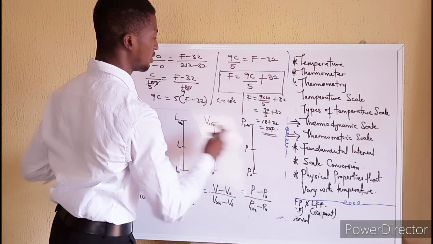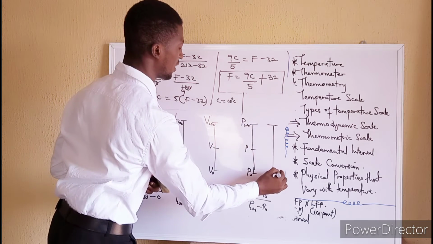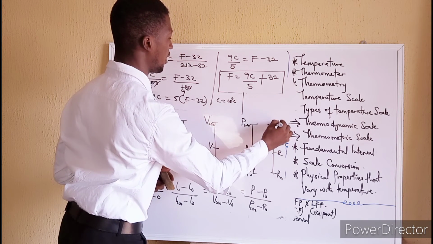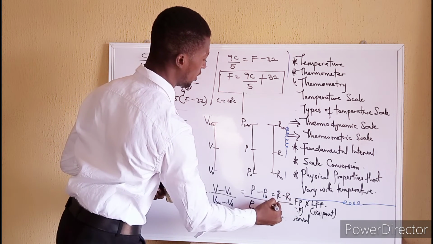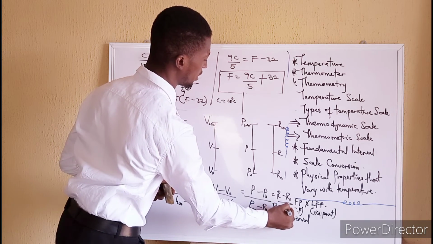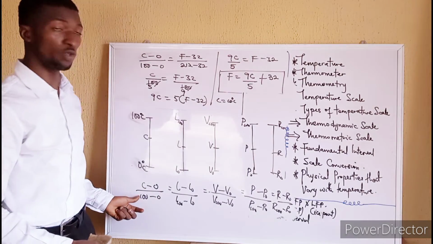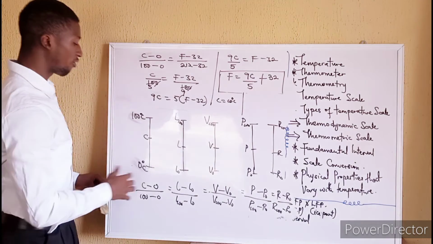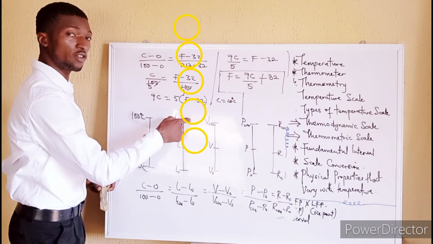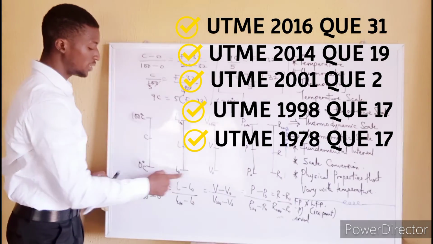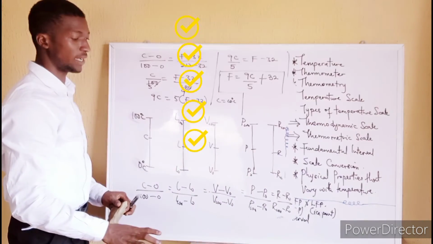You can also have resistance for this. When you have resistance, you have R naught, R, and R 100. So you can also have R minus R naught over R 100 minus R naught. So when you use any of these properties, you can equate it with the temperature scale. In as much as you have gotten the effect of that property at the steam point, and you've also gotten the effect of that property at the ice point, you can convert to any of those properties that vary alongside temperature.